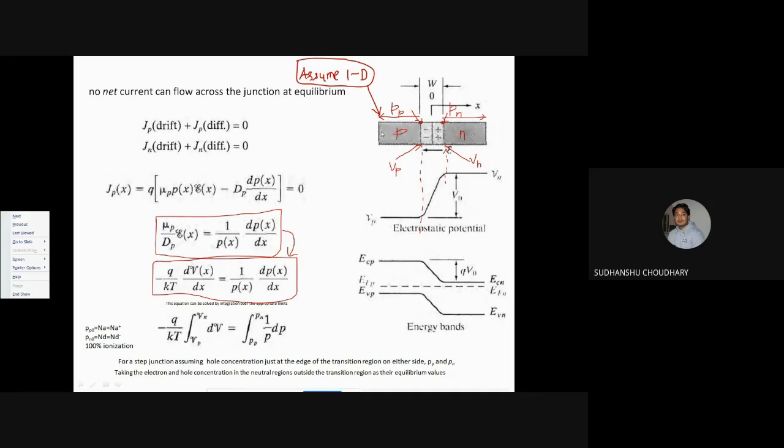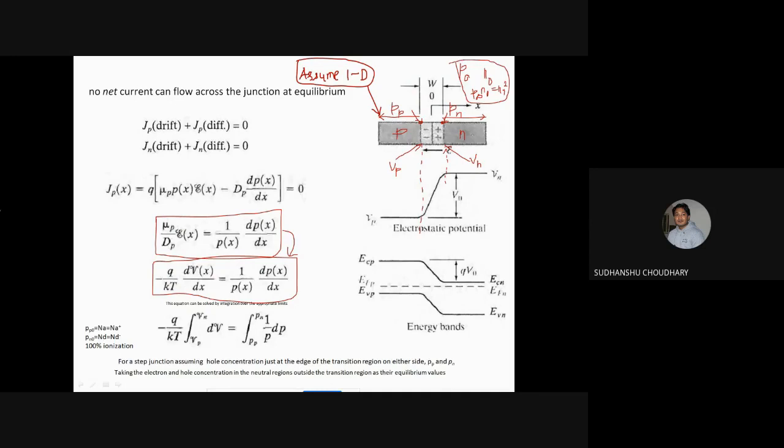So one can assume that the hole concentration in this region is equal to the equilibrium hole concentration, and the hole concentration in this region is also equal to the equilibrium hole concentration. Remember that the equilibrium hole concentration we used to represent by P naught, and similarly the equilibrium electron concentration by N naught. And in equilibrium, P naught times N naught, that product, is equal to Ni square. We'll utilize this very soon.